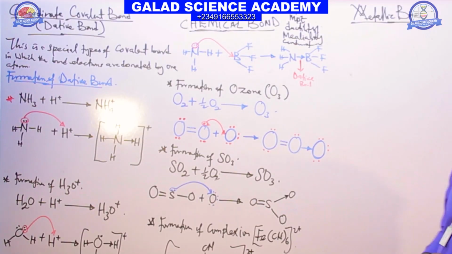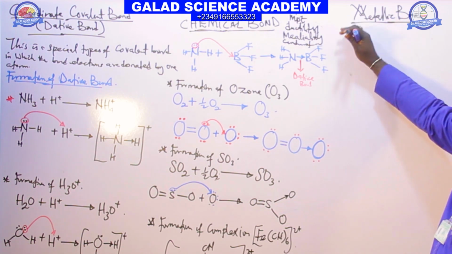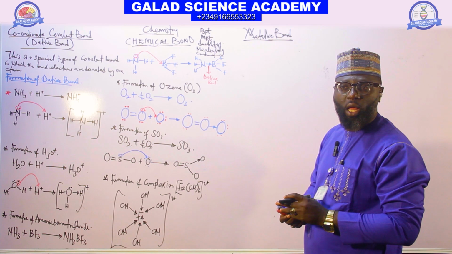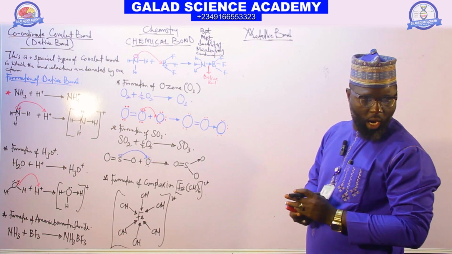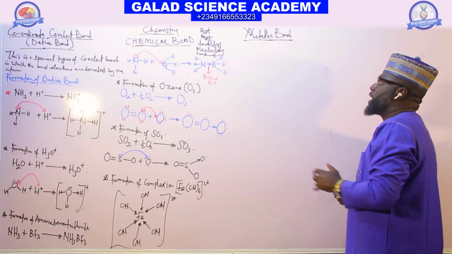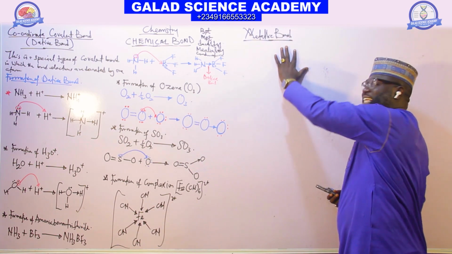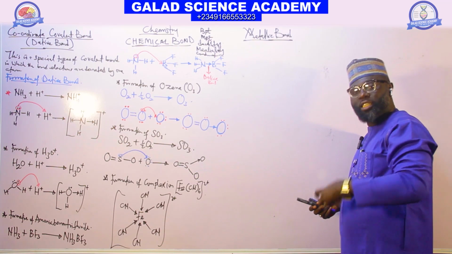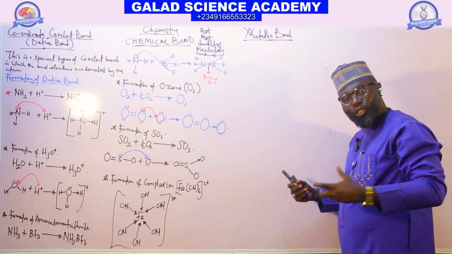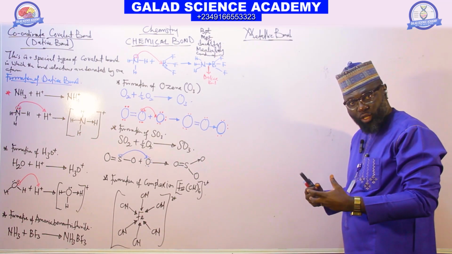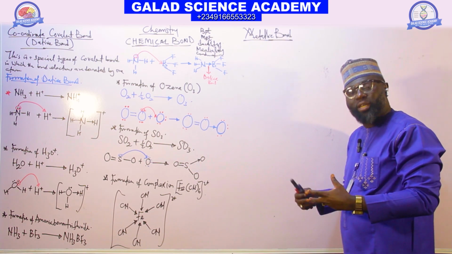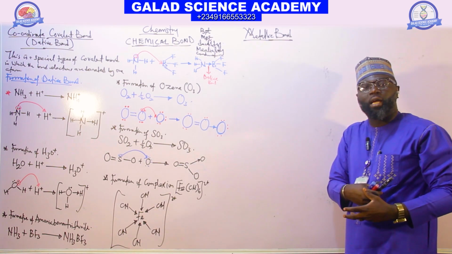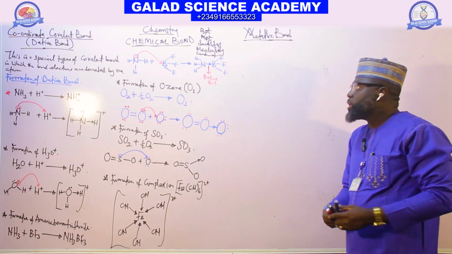So, like I said, let me put it in this way. I said the metallic bond is a bond that exists within metals, due to the electrostatic force of attraction between the electron sea in the metal and the charge of the metal.